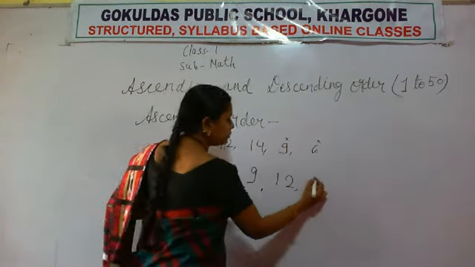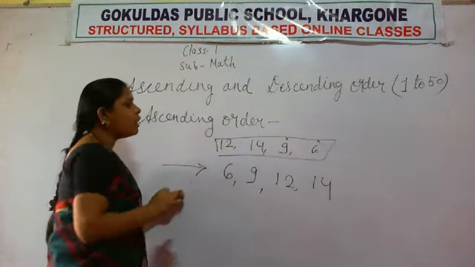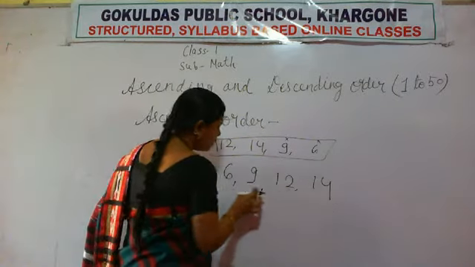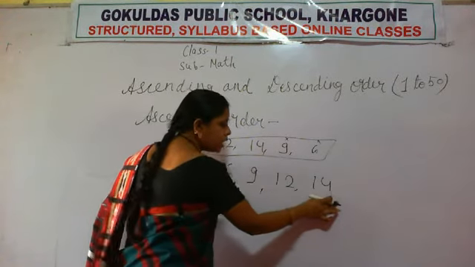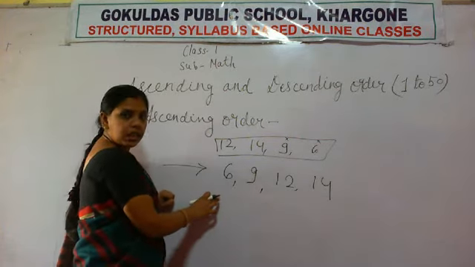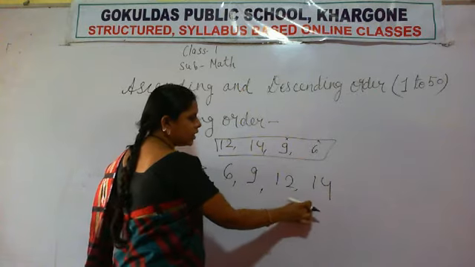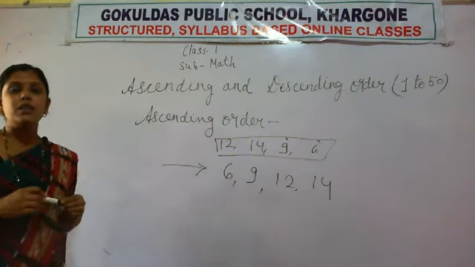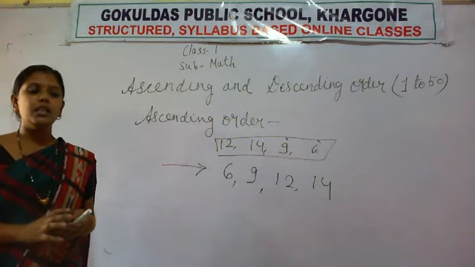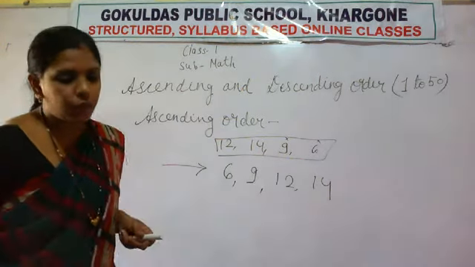14. So we have arranged 12, 14, 9 and 6 in ascending order, from the smaller number to the bigger number: 6, 9, 12 and 14. 6, then 6 से बड़ा is 9, then 9 से बड़ा is 12, then 12 से बड़ा is 14. That means we have arranged the numbers from smaller to bigger. This is ascending order. Okay, so now start writing with me.